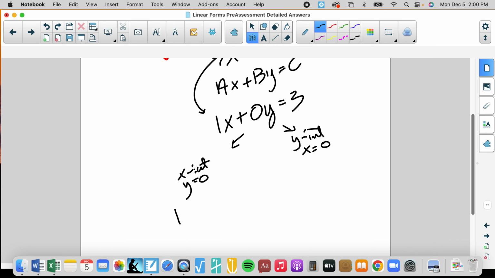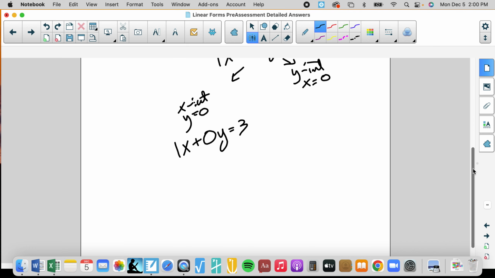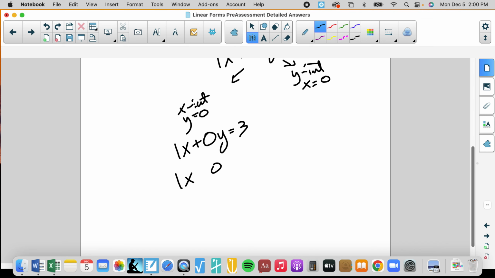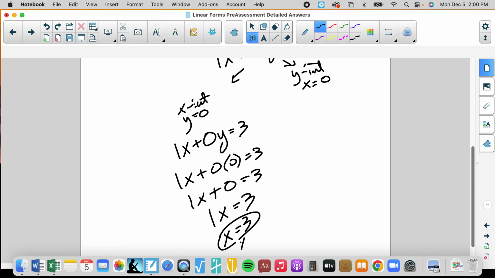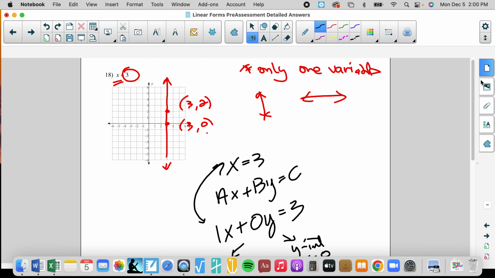So let's rewrite the equation. Let's plug in 0 for y. You have 1x plus 0 times 0 equals 3. You have 1x plus 0 equals 3. You have 1x equals 3, which means x equals 3. That's your x-intercept. That's where the line crosses the x-axis. That coincides with what we wrote earlier.